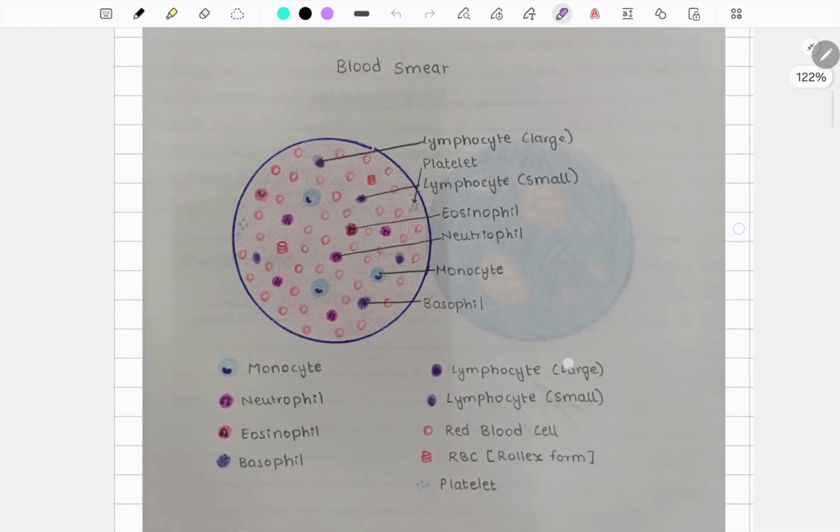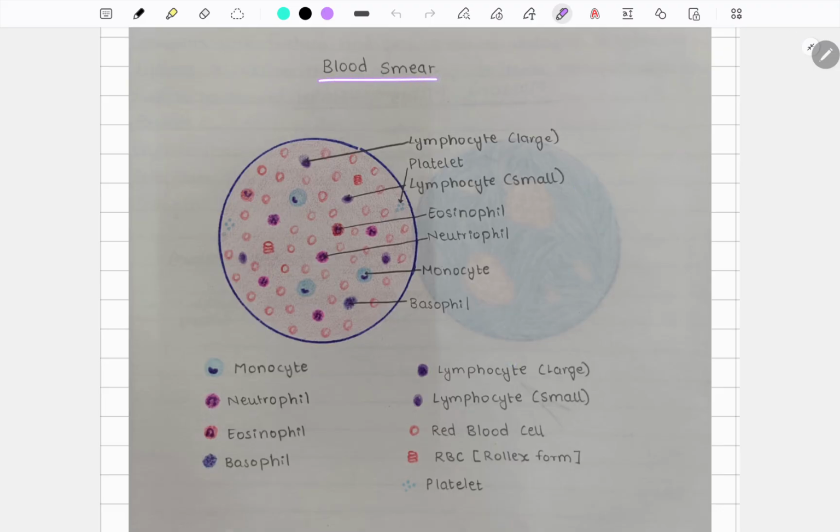Then this is the blood smear. This doesn't usually come, but if it comes, the monocyte will be the largest cell and it will be easy to identify with the help of its nucleus. The neutrophil will be multi-lobed, so it will be easy to identify. The eosinophil will have two nuclei in a headphone shaped manner. The basophil will have a purple or bluish colored nucleus or coarse granules which you can see.